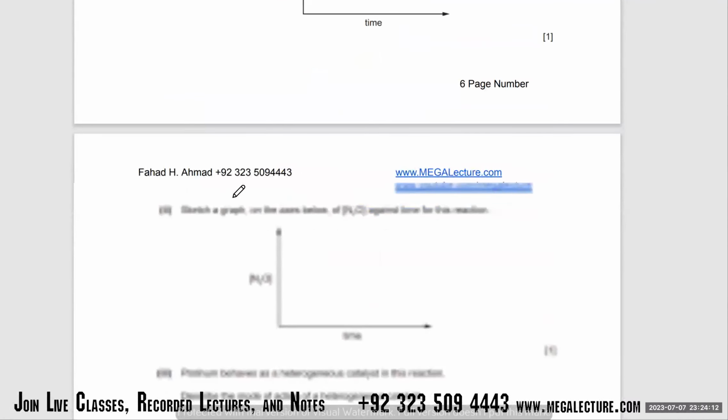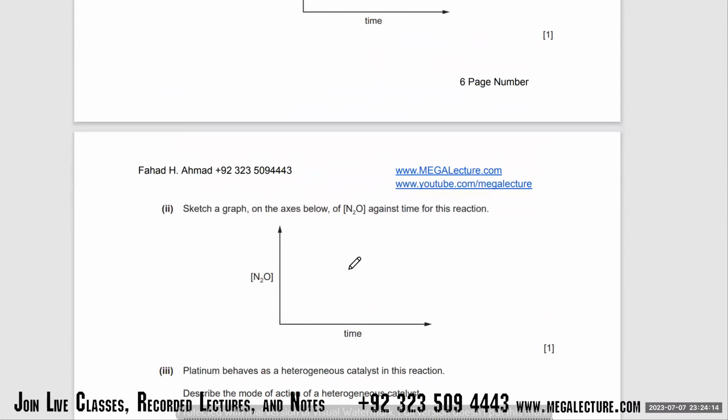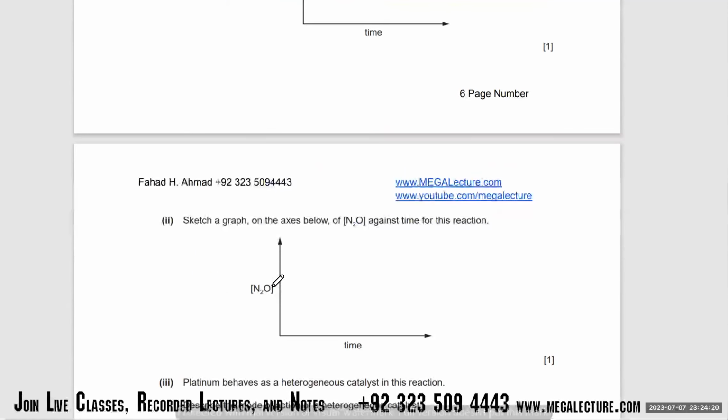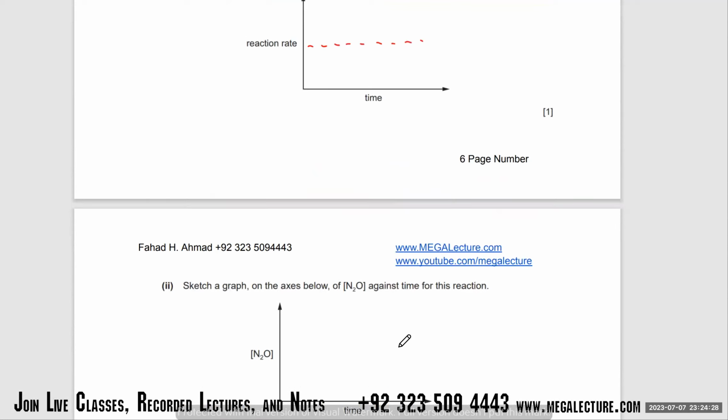Then sketch a graph on the axis below of N2O against time for this reaction. Now remember it says zero order kinetics, right? So how would the concentration of N2O decrease with respect to time? Remember the rate is constant. N2O is your reactant, it's getting used up. Would it be a slope downwards, like a straight line? I think it's just going to be a straight line. It's not going to slow down, right?